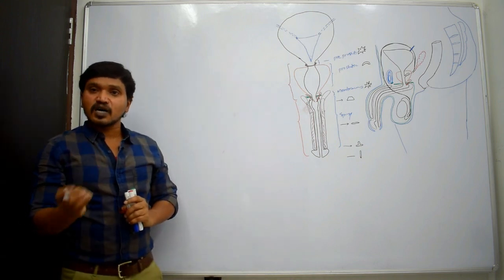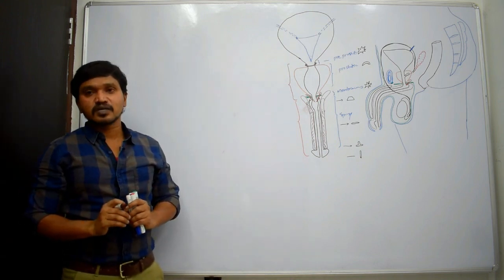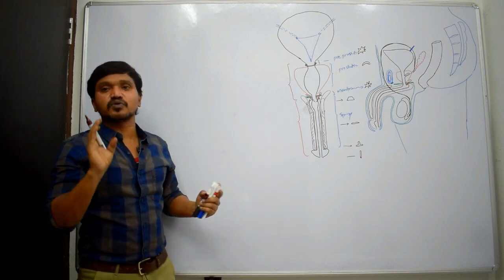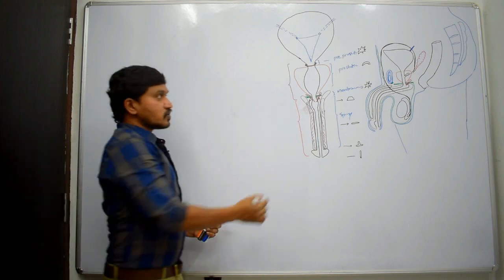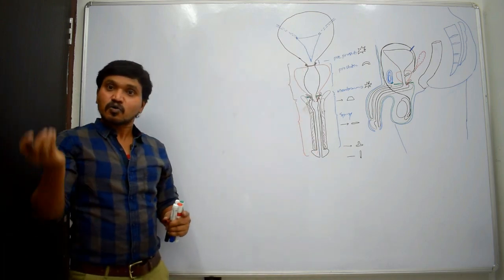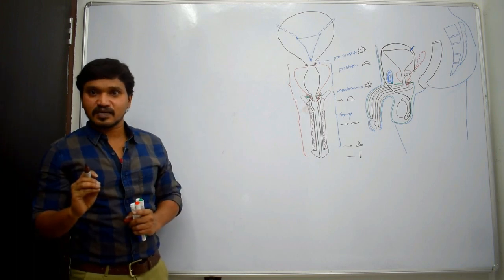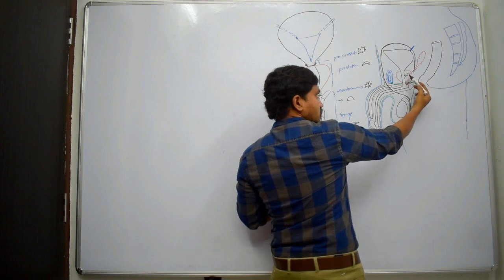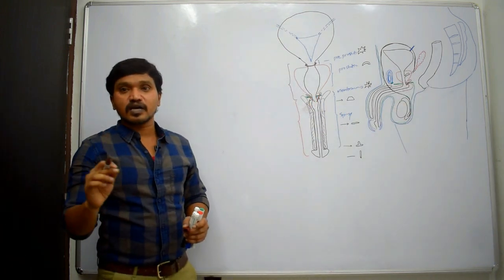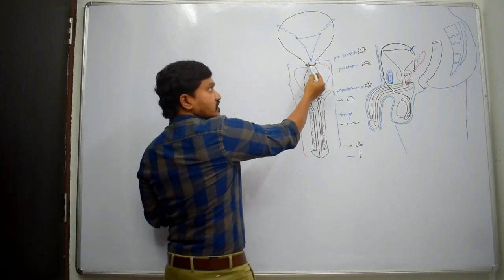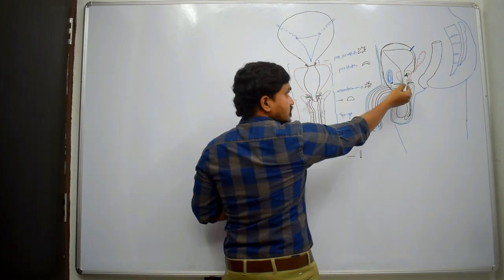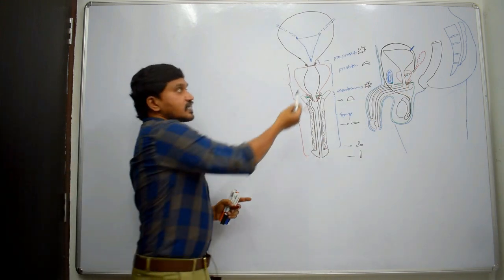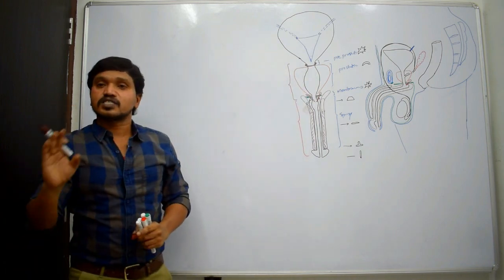Then it prevents retrograde ejaculation. What does it mean? Actually, in females, the urethra is only for the passage of urine. But in males, the urethra is for the passage of both urine and semen. Is it? So here there is the opening of the ejaculatory duct. Right? So during ejaculation, if there is no internal urethral sphincter, what will happen? The ejaculated semen enters into the urinary bladder. If there is a competent internal urethral sphincter, retrograde ejaculation will not happen.